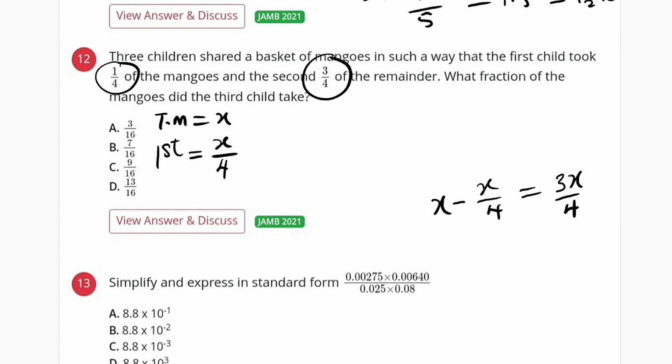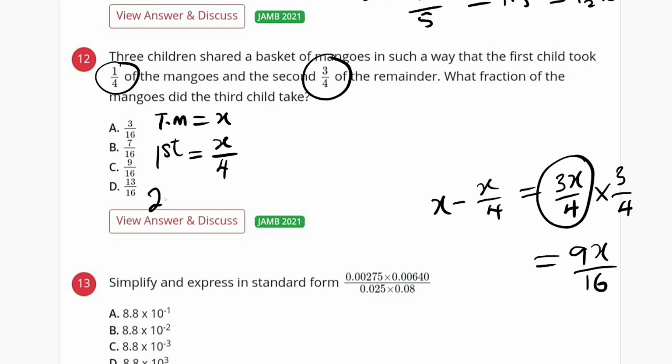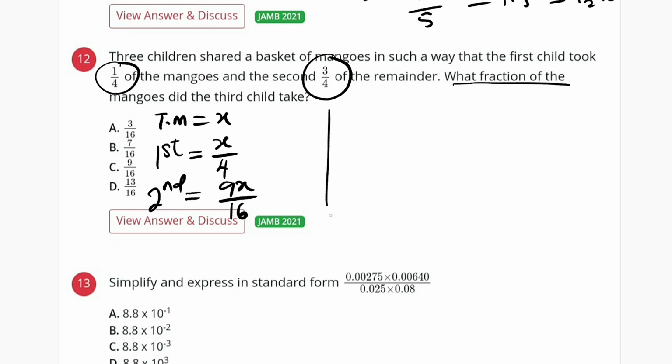Therefore, the second child will take 3 over 4 of this. And this is equal to 9x divided by 16, because 3x times 3 is 9x, and 4 times 4 is 16. Therefore, the second child got 9x divided by 16. And the question asks, what fraction of these mangoes did the third child get? Okay, to find that, we are going to add the first and the second share and take it away from the total.